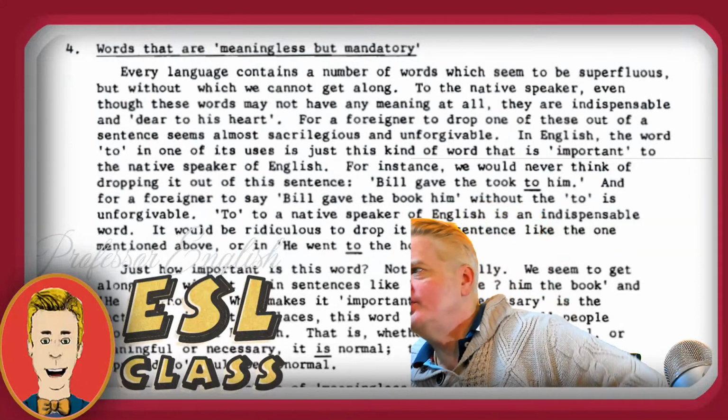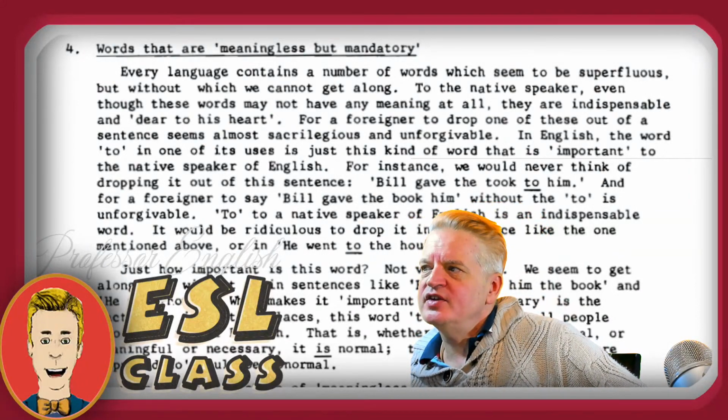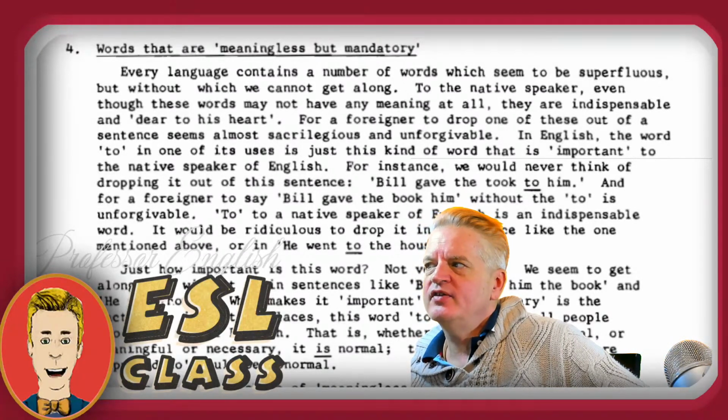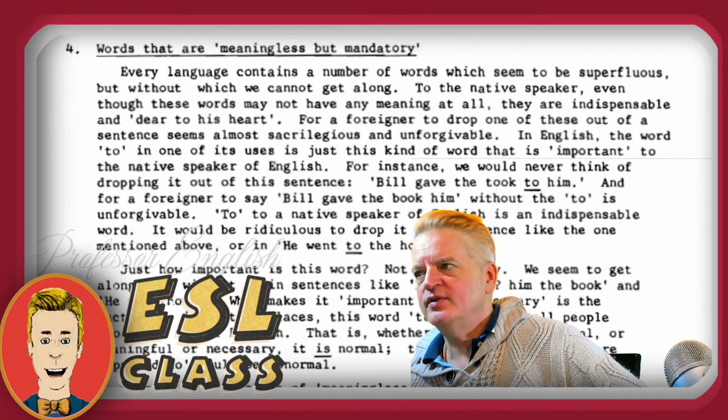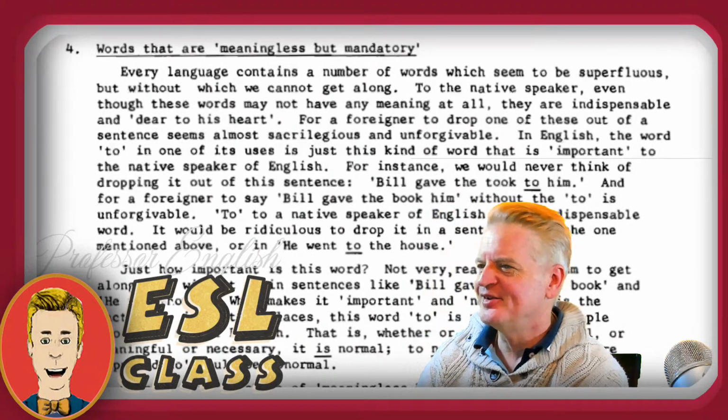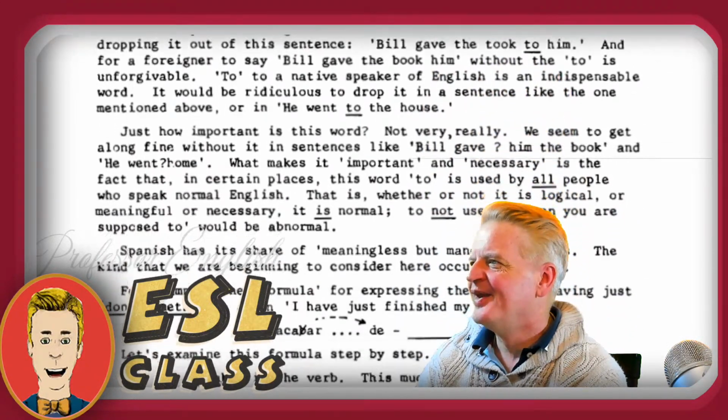In English, the word to, in one of its uses, is just this kind of word that is important to the native speaker of English. For example, we would never think of dropping it out of this sentence. Bill gave the book to him. And for a foreigner to say Bill gave the book him without the word to is unforgivable. That's a pretty strong word, unforgivable.